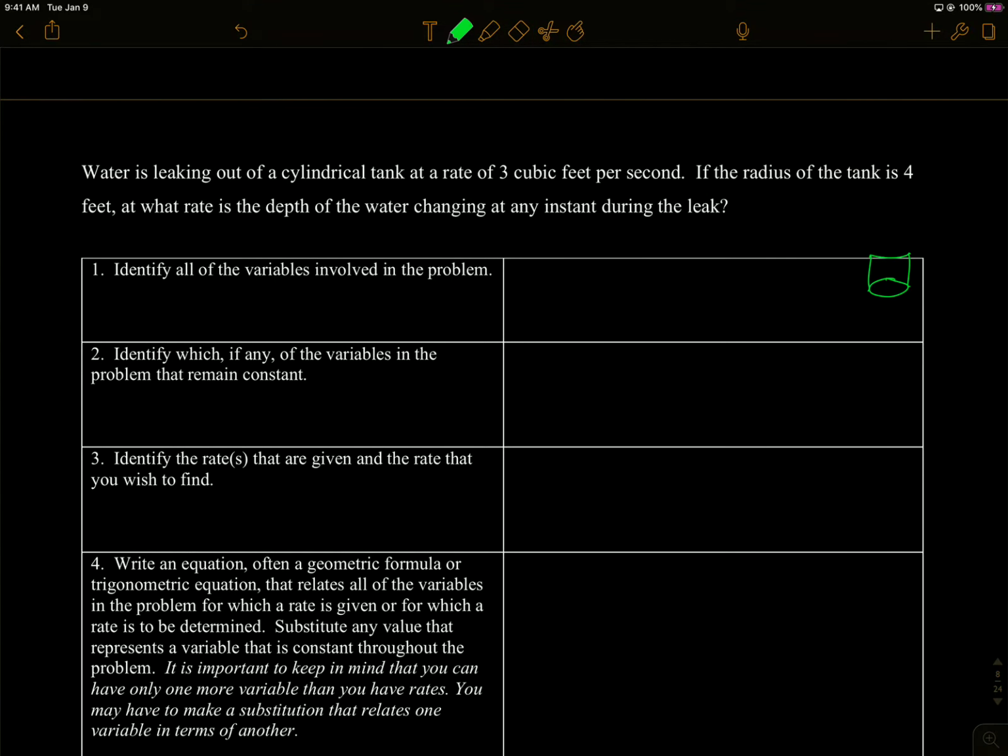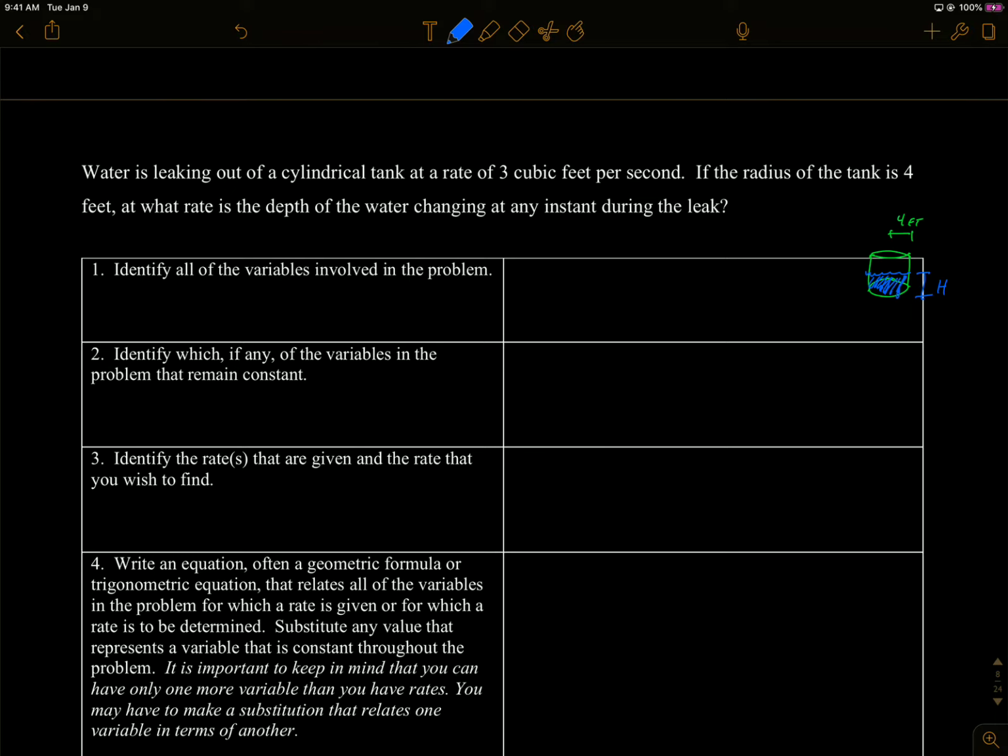So we've got this cylindrical tank with a radius of 4 feet. And then it says, at what rate is the depth of the water changing at any instant during the leak? So we've got this water in the tank, right? You imagine the water in there, it's taking on that same cylindrical shape. We'll call the height of that water as it's dropping capital H, and the radius of that water is always going to be 4 feet, right? You can picture the water draining out. The radius is not going to change.